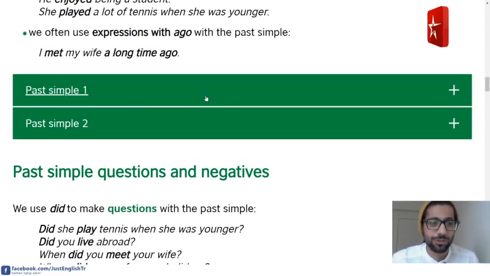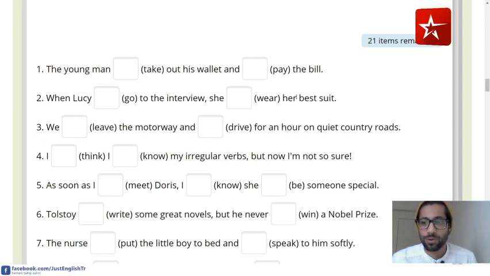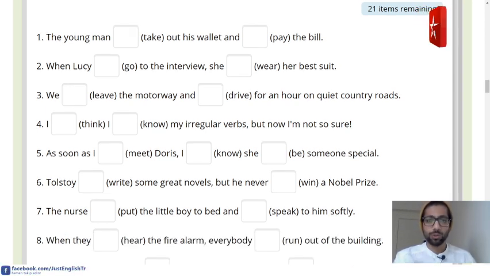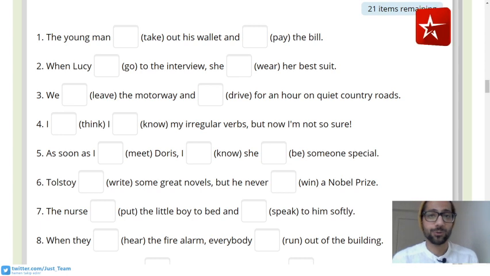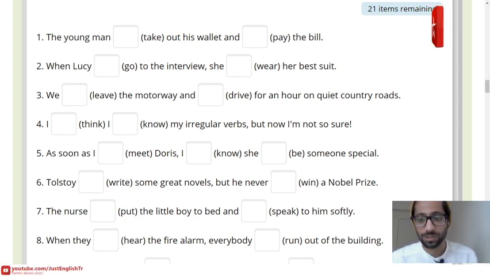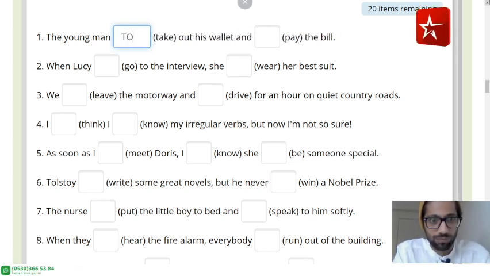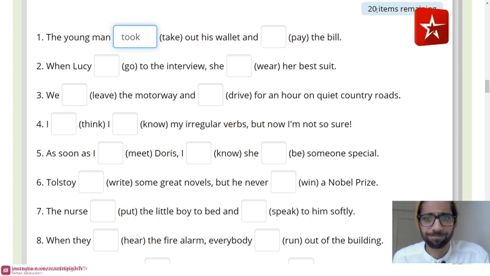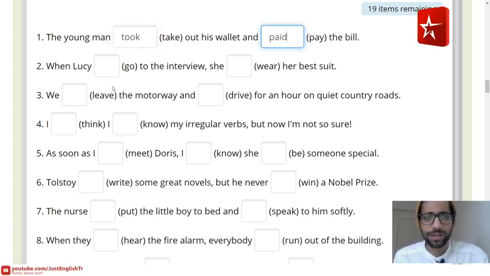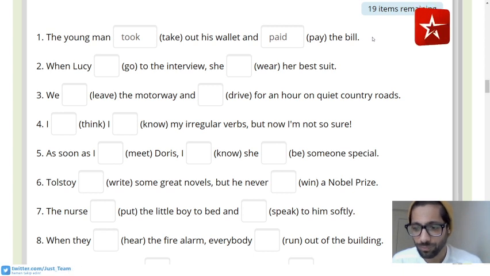Okay, let's do the past simple exercises here. Remember, it might be easy, but I want you to remember the situation where past simple comes. Okay, so the young woman here, absolutely. Took, is it correct? Am I writing correctly, guys? Took and paid, correct? Okay.